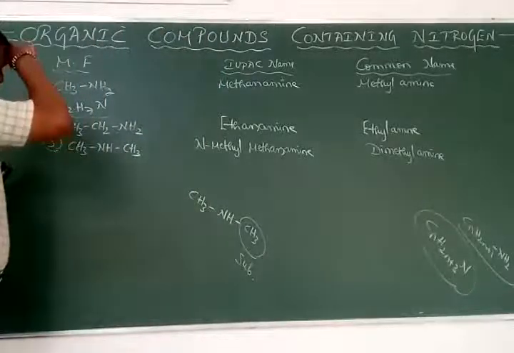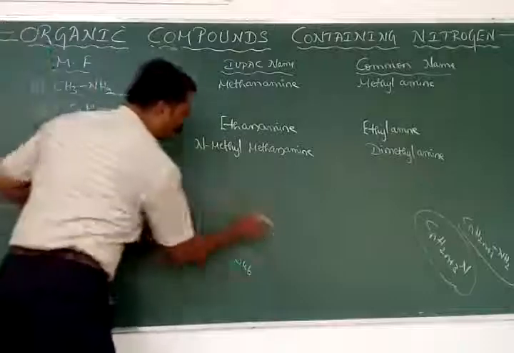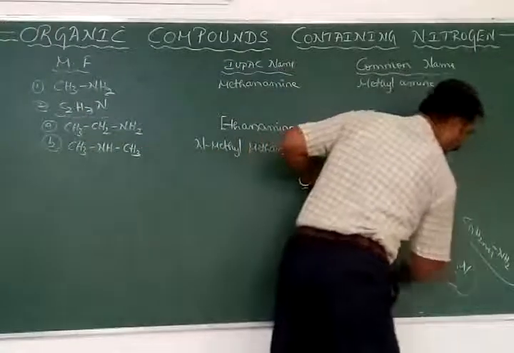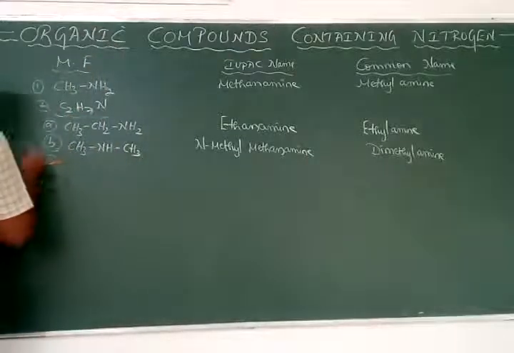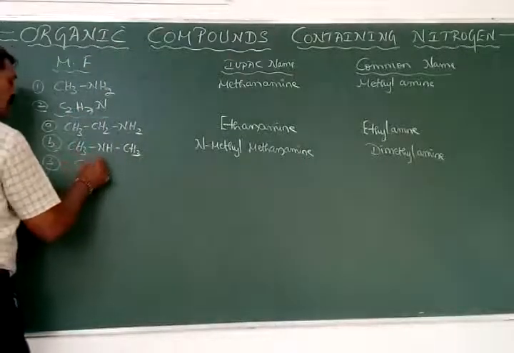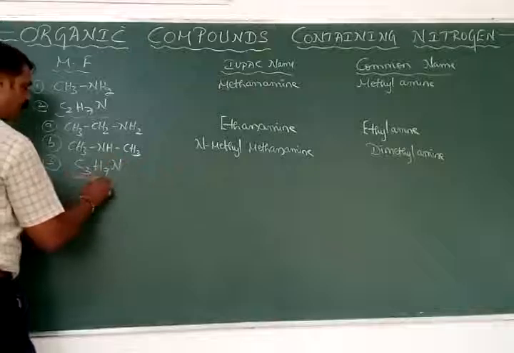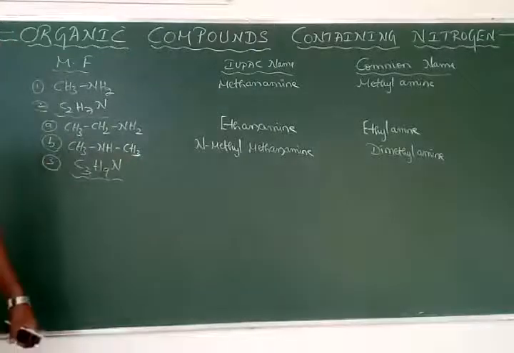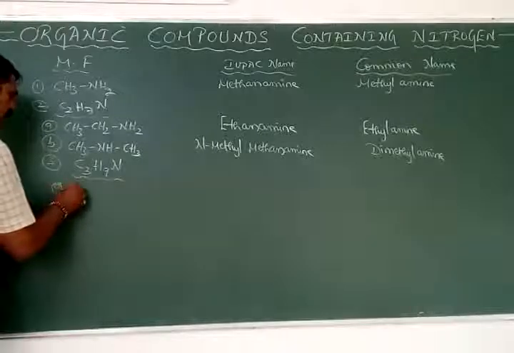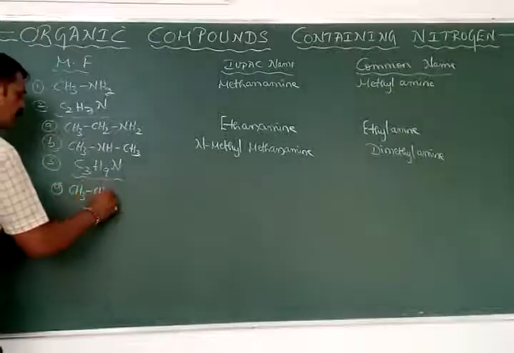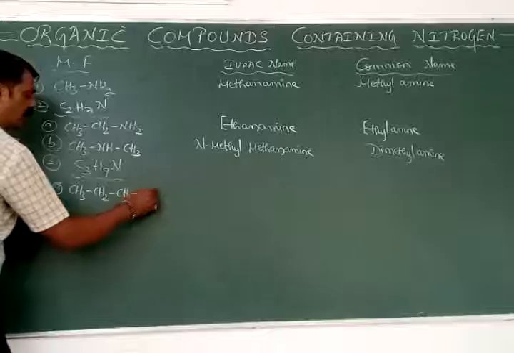These are the two different possibilities with respect to C2H7N. Let's put n equal to 3 in that case. C3H9N. So now the first one becomes CH3CH2CH2NH2, that is one possibility.